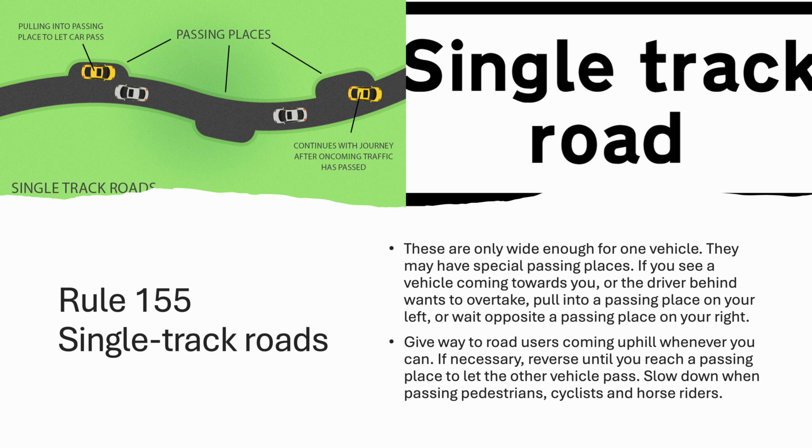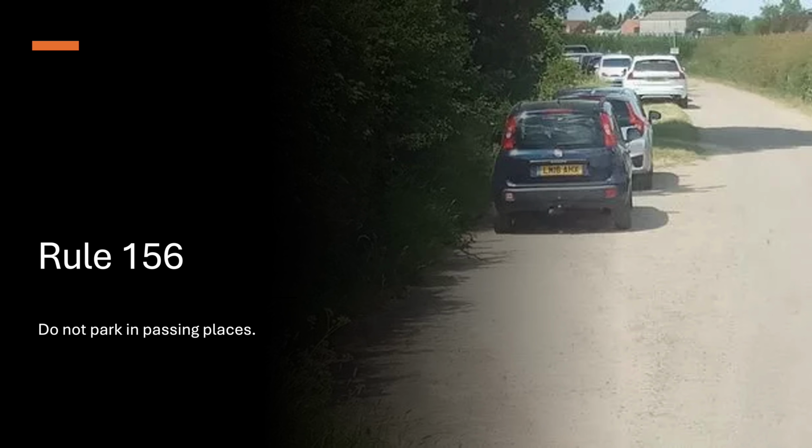Give way to road users coming uphill whenever you can. If necessary, reverse until you reach a passing place to let the other vehicle pass. Slow down when passing pedestrians, cyclists and horse riders. Rule 156. Do not park in passing places.